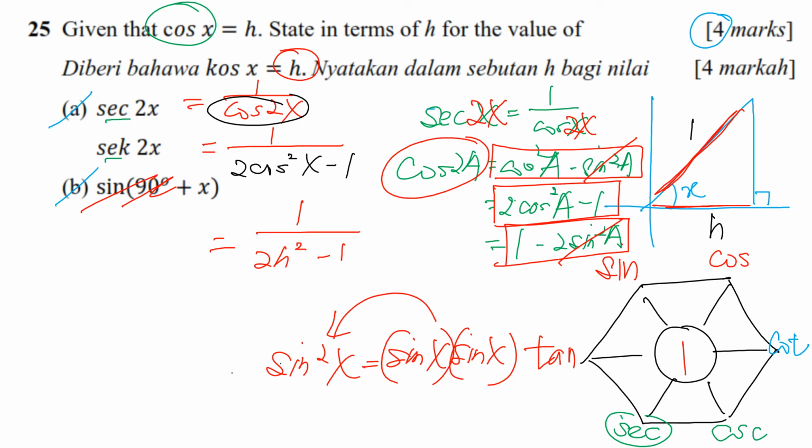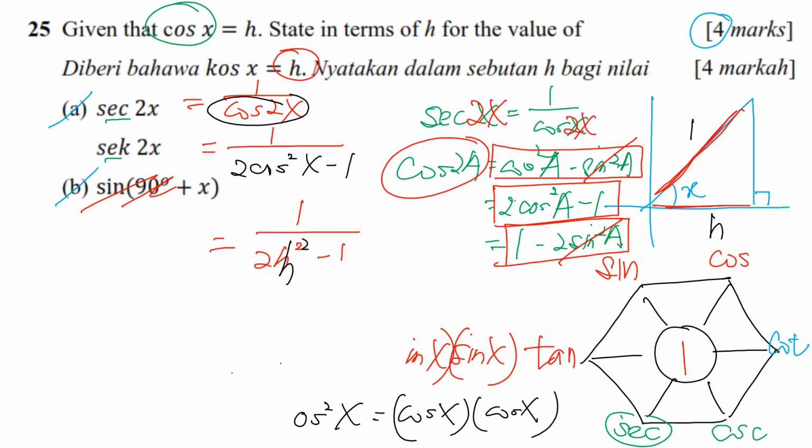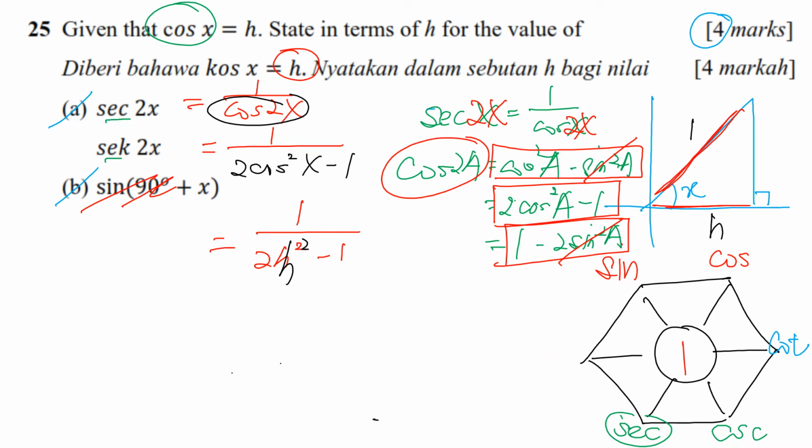So the same thing goes to cos. Cos squared x means that it is cos x times cos x. That's how you get your h squared. So that is the first part. So for the first part, you get your answer correctly. It doesn't harm you at all.